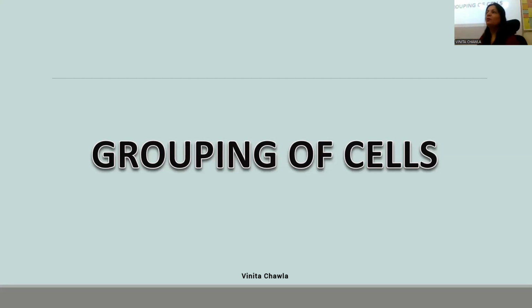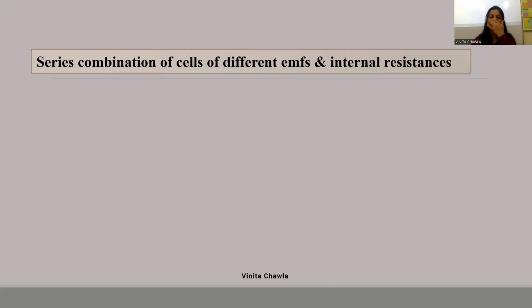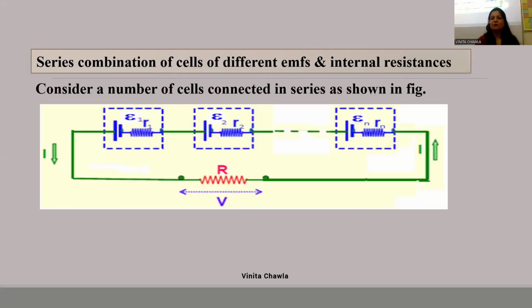Grouping of cells. Okay, then we can find, if we have cells in series or cells in parallel, then how do we write the expression for EMF or terminal potential difference? So series combination of cells of different EMFs and internal resistances. Consider a number of cells connected in series as shown in figure. So we have n number of cells connected, and the first cell you can see its EMF is E1, internal resistance is R1, second EMF is E2, internal resistance is R2, for nth cell it is En, Rn. Okay, so we know that V is equal to E minus IR.